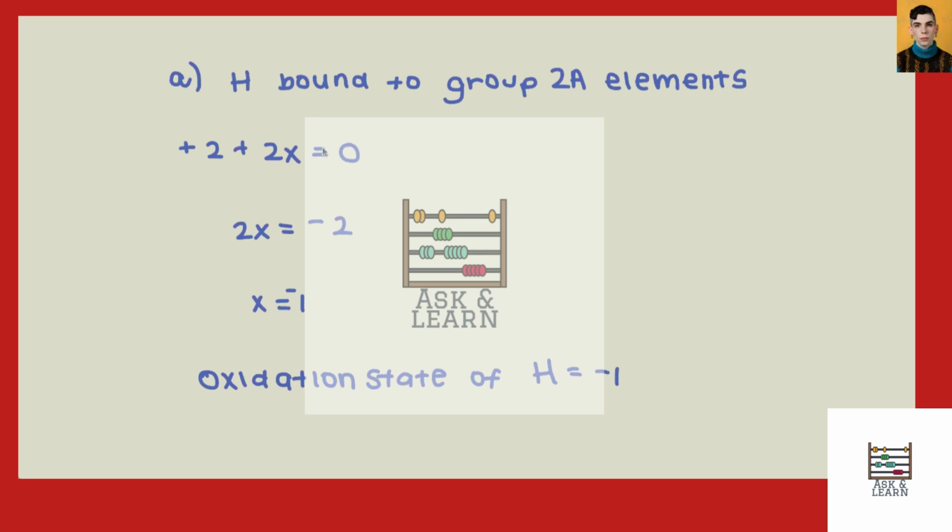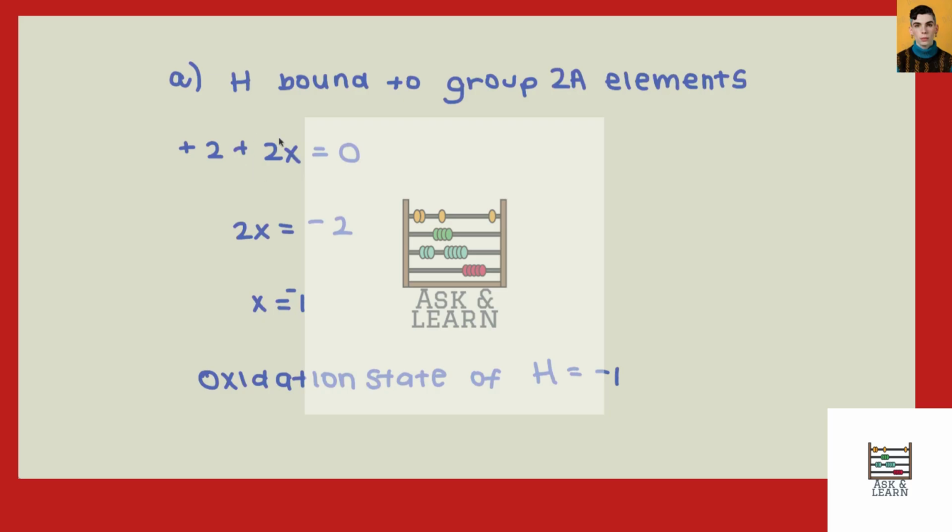Now, what we see here is that hydrogen is bound to group 2A elements. And we know that group 2A elements are always a positive 2 oxidation state. So we can set up this very simple equation to find the oxidation state of hydrogen. So we know that plus 2, remember, positive 2 for group 2A, plus 2x equals 0.